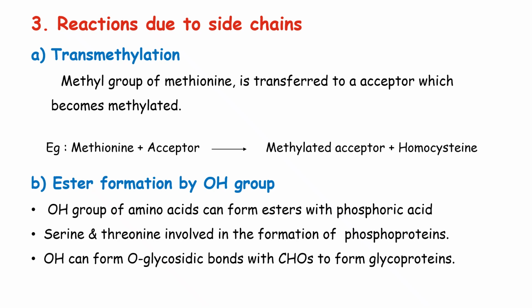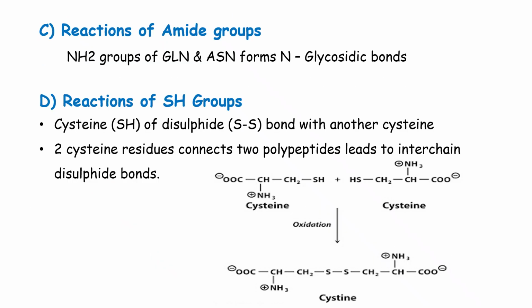So next, transmethylation, other reactions. These are not much important, but you should know methionine with acceptor forms methylated acceptor plus homocysteine. This is a very important marker for cardiac functions. In cardiac failure, it will be elevated. So in order to find a marker, we can use this. Homocysteine comes from methionine by the transmethylation reaction. So these are all very important reactions that take place in our body.